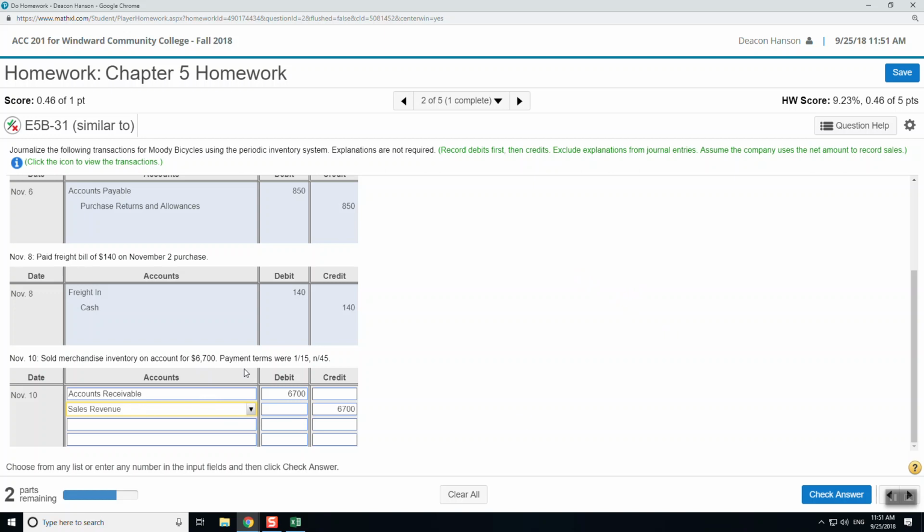6,700, and Moody Bicycle extended terms of 1% if paid in 15 days. Otherwise all of it, so the N means, we always said the N meant net, but when you think of net, you think of a gross number minus the discount. So I'm just going to say that N means total. So all of it is due in 45 days.